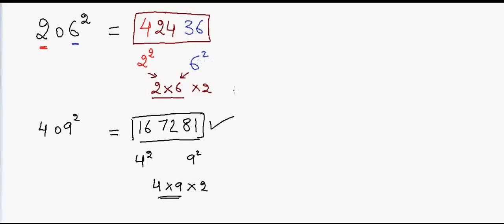Now, if we have something bigger, I will give you an example of a carryover. Suppose I have 825 and I want to do a square of this number. So this will be a little different, but the approach will be the same. So 8 square is 64, and then 25 square is 625, right?